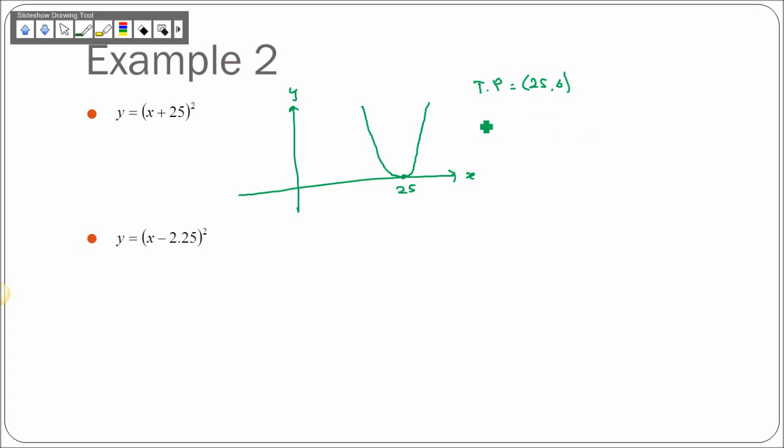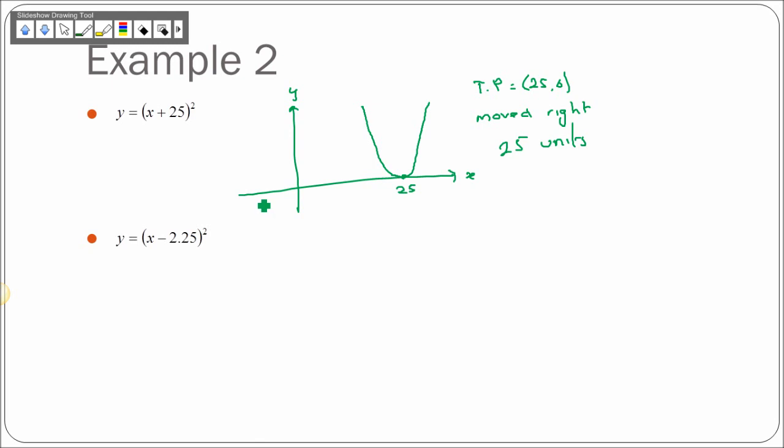And what's happened? Well, it's moved right 25 units. Okay, let's look at this question. X plus 25 squared. And the question I want to ask you is, have I done this graph right? What do you reckon? Have I done it right? Have I done it wrong?